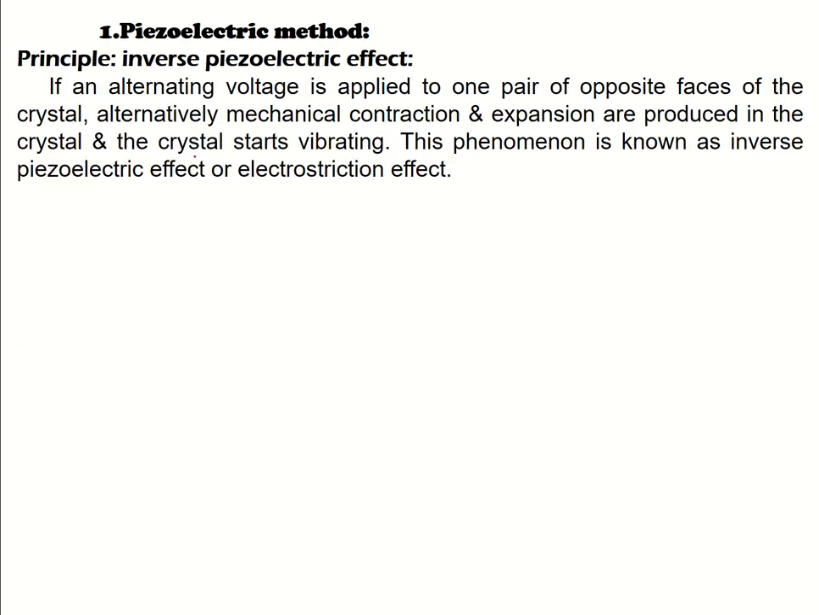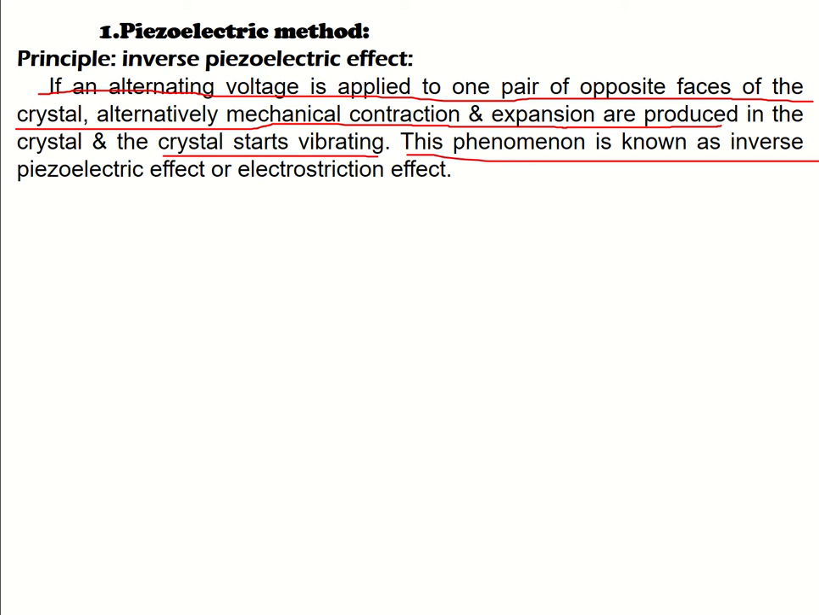Now let us see the principle of the piezoelectric method. It works on the inverse piezoelectric effect. That means it is inverse to the piezoelectric effect. Here, if an alternating voltage is applied to one pair of opposite faces, then the crystal alternately undergoes mechanical contraction and expansion, and we can say that the crystal starts vibrating. This phenomenon is known as the inverse piezoelectric effect or electrostriction effect.